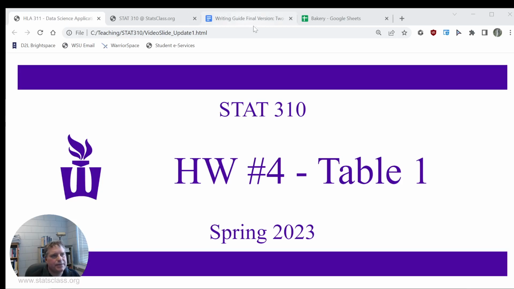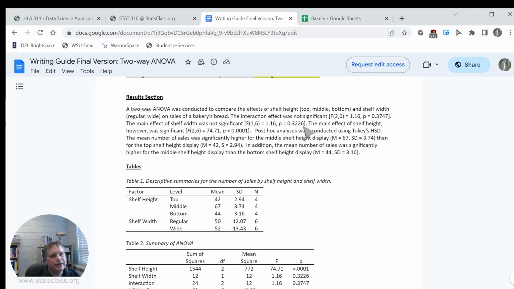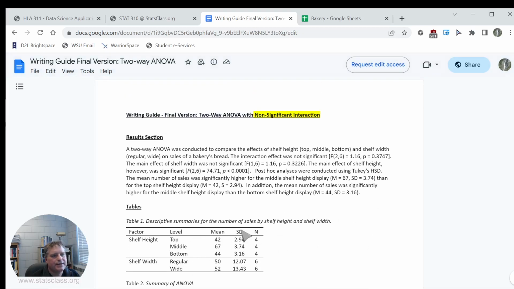Now, on your assignment, I believe the assignment that I gave does not have a significant interaction term. So your table is going to be like the one here in this first example.